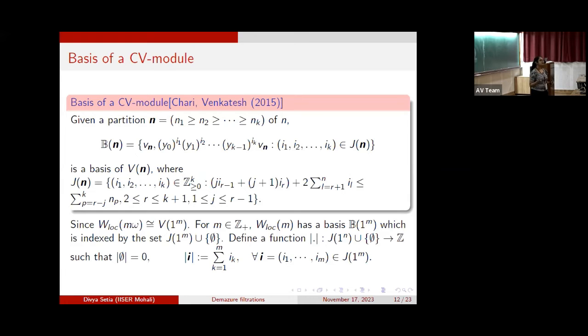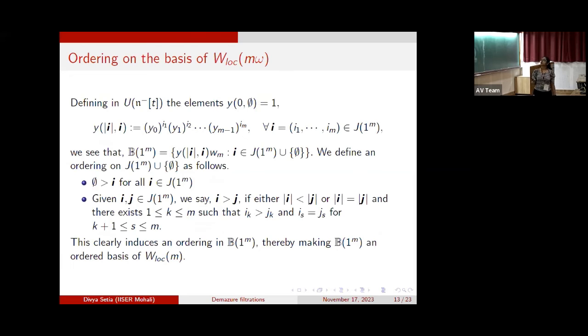What we have done is provide an ordering on this basis. The ordering looks like this: we write the y_{r,s} relation in this format, with the tuple I1, I2 to Im. M_t is the biggest one. I is greater than J if the number of factors in I is less than the number of factors in J. And if the number of factors is the same, then we move to the sequence. We start looking at the sequence from right to left. This induces an ordering on this set, the Chari-Venkatesh basis.